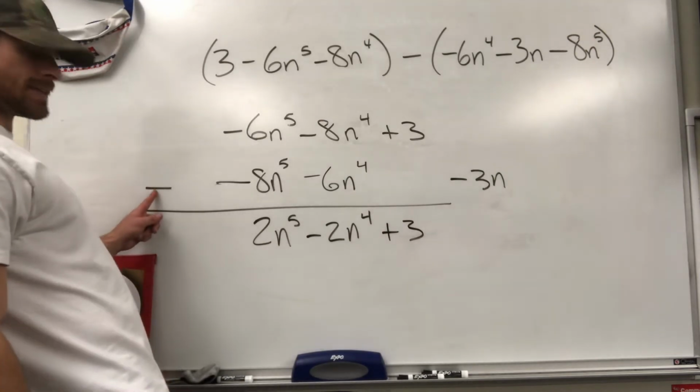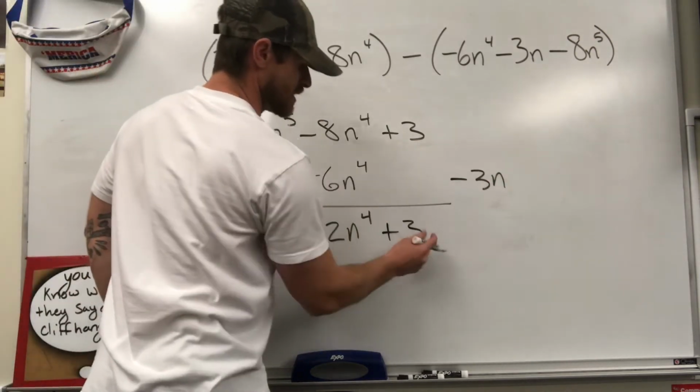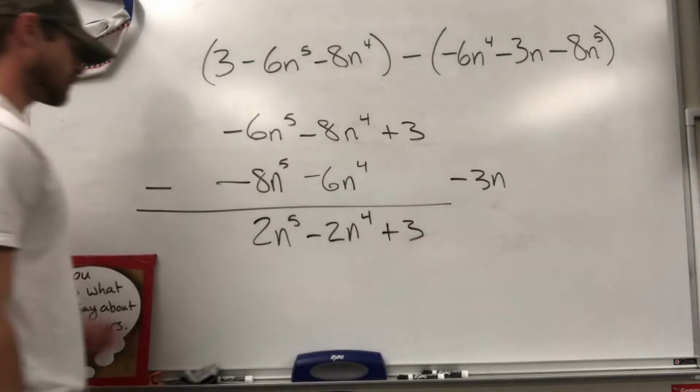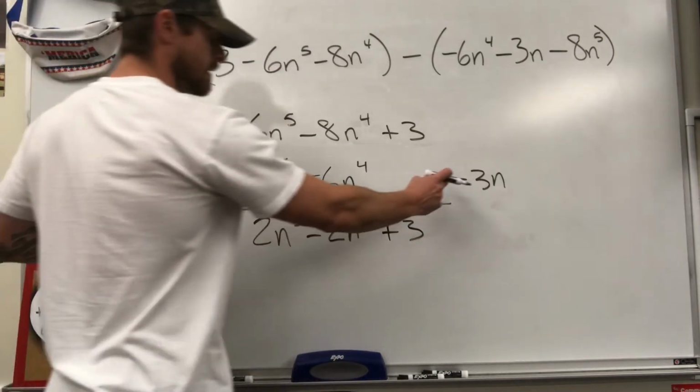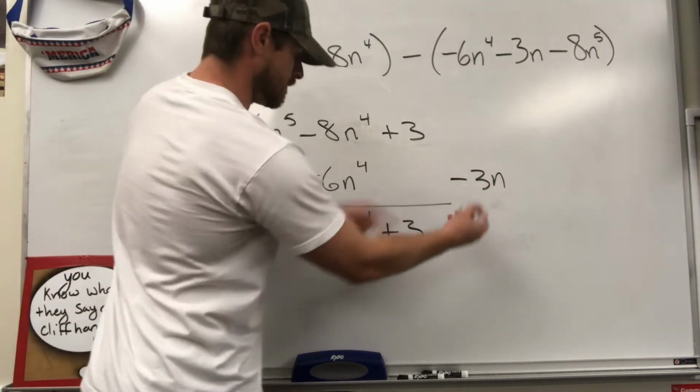And subtracting, this is where kids mess up. They look right there and they go, there's nothing up above, and they just write minus 3n. But we're subtracting negative 3n. Subtracting a negative is really adding.